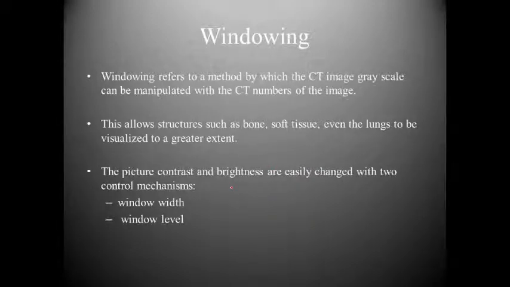Windowing refers to a method by which the CT image grayscale can be manipulated with the CT numbers of the image. And so basically what you're doing is you're raising or lowering CT numbers. This allows structures such as bone, soft tissue, even the lungs to be visualized to a greater extent. The picture, contrast, and brightness are easily changed with two control mechanisms: window width and window level.